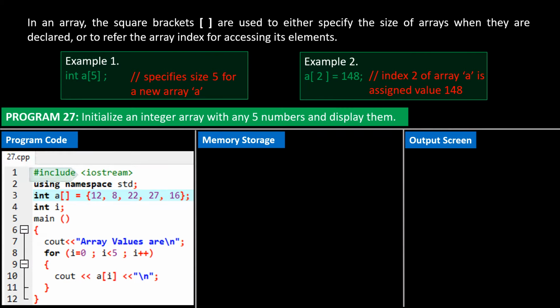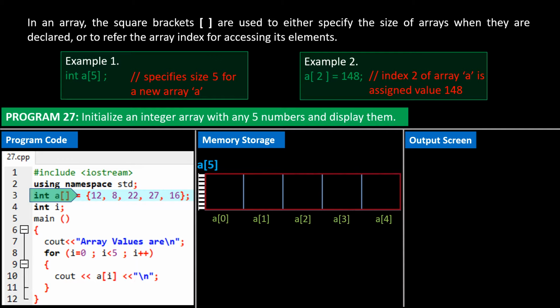On line 3 we declare the integer array A, with a few default values. In the memory storage unit, space for an array named A, to hold integer values, is reserved. The default values are auto-assigned to the respective locations in the order in which they are declared.